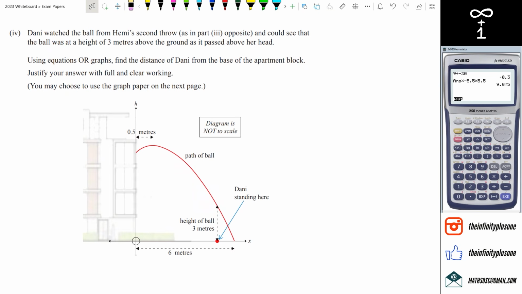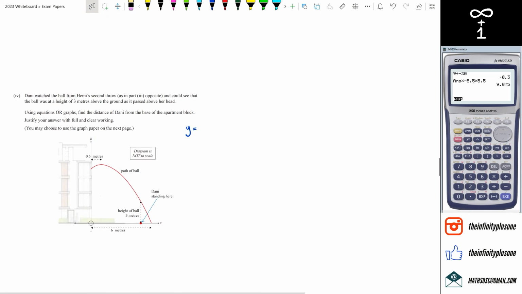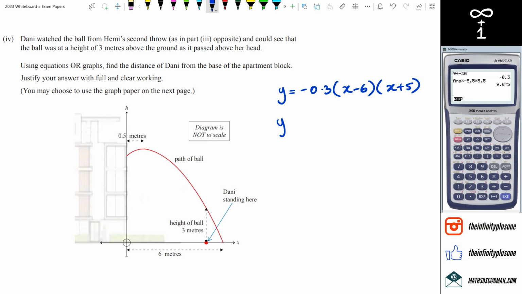All right, guys, so with this question, you're just solving the equation. That's basically it. We've already got the equation, right? Our equation is y equals, what was it from before? A was -0.3. Oh yeah, now I remember. So this was our equation, -0.3(x - 6)(x + 5). Now what you need to do is figure out y is equal to 3. What is x?